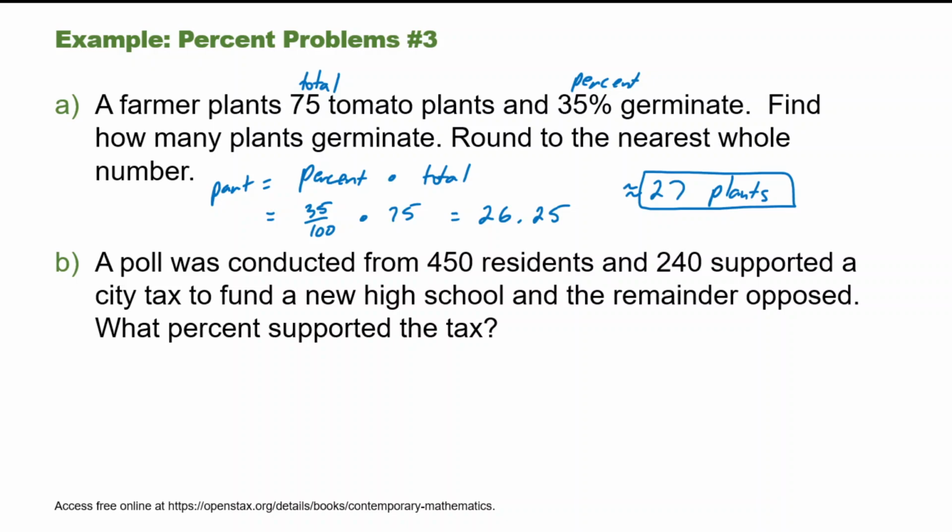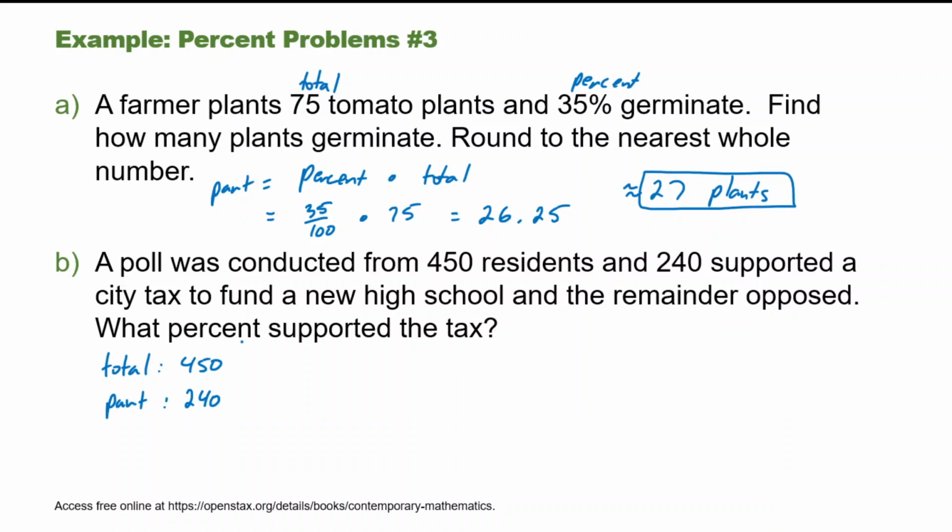Part B. A poll was conducted from 450 residents, and 240 supported a city tax to fund a new high school, and the remainder opposed. What percent supported the tax? So we read this again carefully and realize that 450 is the total. That's all of the residents. And that the part we're given is 240 that supported.